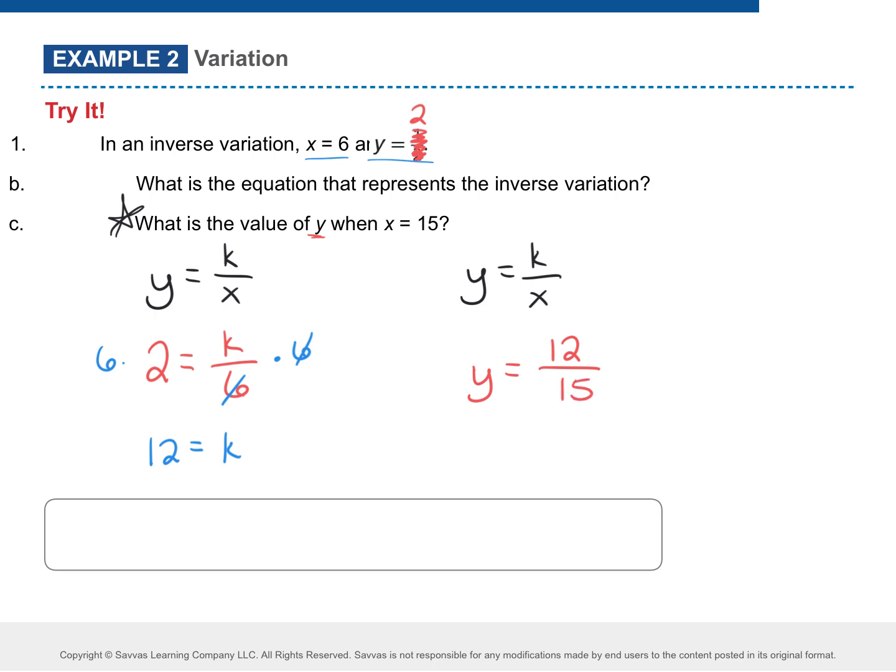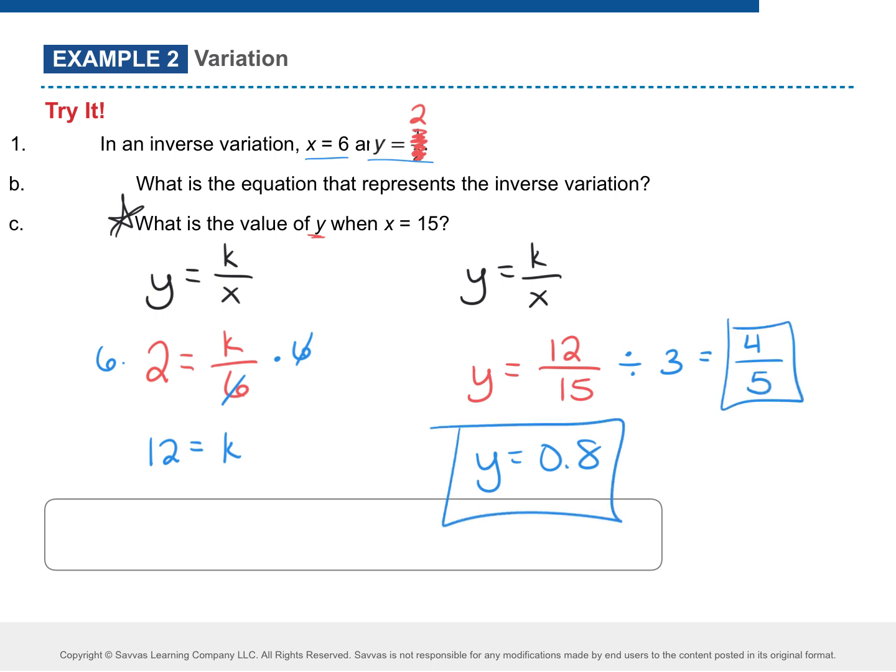Now, can I take 12 divided by 15? Not evenly. What do you get if you type that in your calculator? You get 0.8. Okay, let's practice. How can I write this as a reduced fraction? We want to divide by a number that goes into both, which would be 3. What's 12 divided by 3? 4. 15 divided by 3? 5. So you get y equals 4/5 or y equals 0.8. I want you to notice the whole time you are using this equation here.